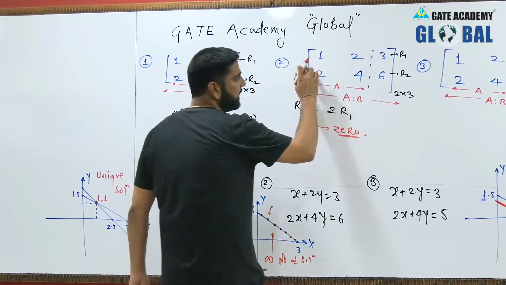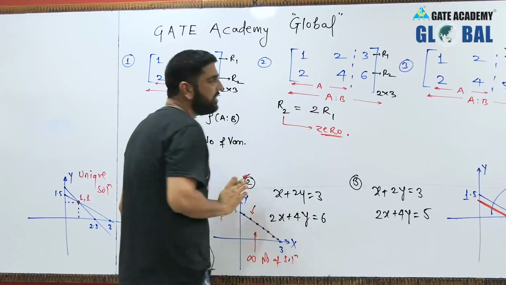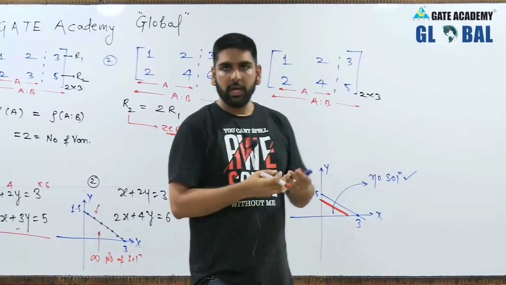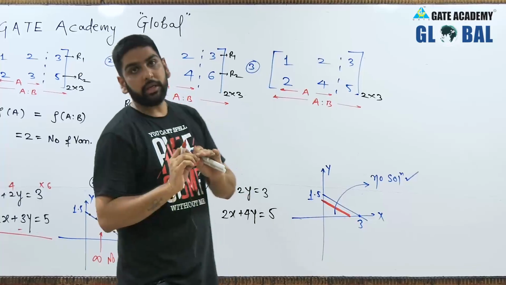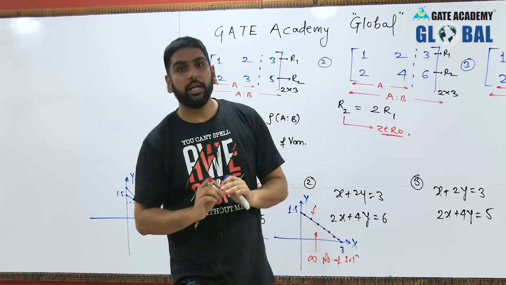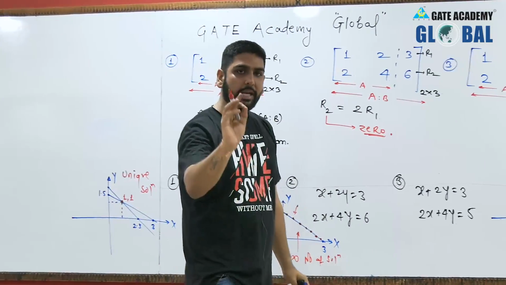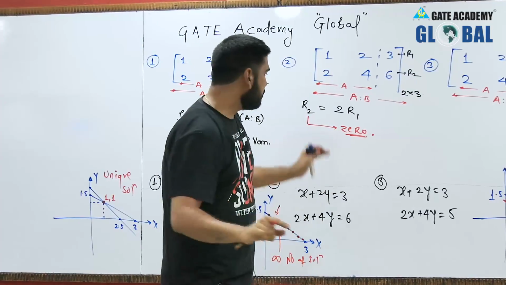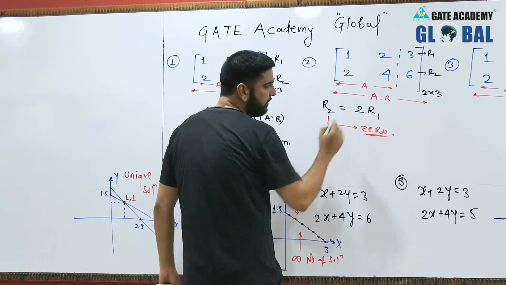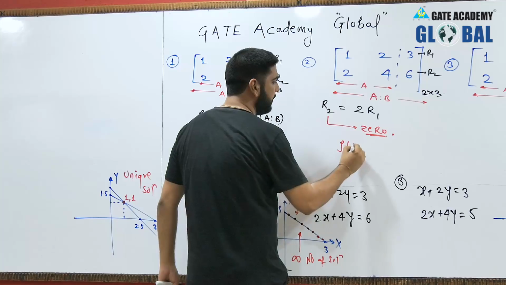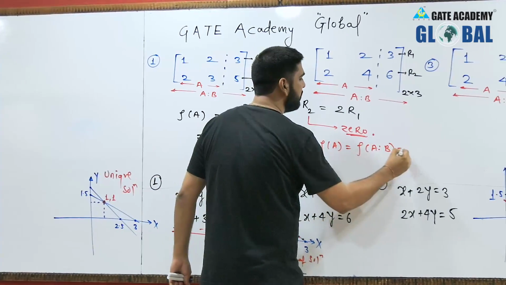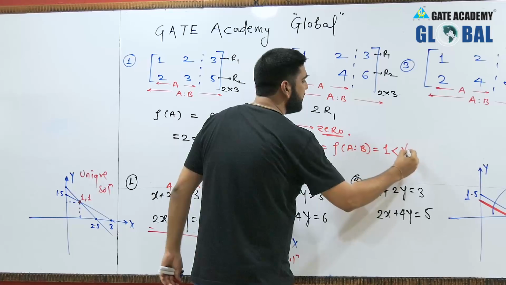And now only R1 is independent, it is a single row. If you have only one non-zero element in the entire matrix of n cross n, the rank of the matrix is 1. So here only R1 is independent, that means rank of A is equal to rank of AB, because R2 is 0, is equal to 1, which is less than the number of variables.